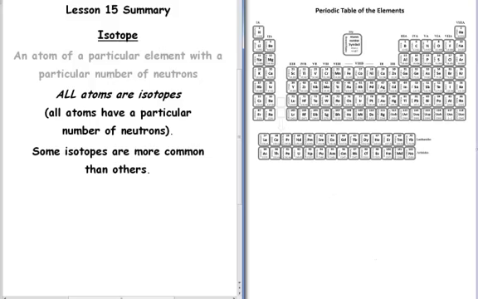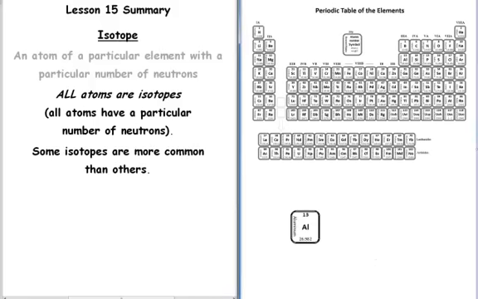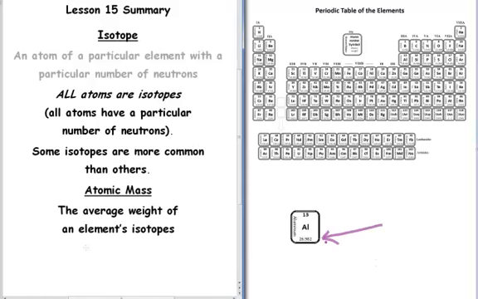When we look at the periodic table for the details about a particular element, for example the element aluminum, we see a number directly below the element's symbol. In this case, the number is right here, 26.982. That is called the atomic mass. Atomic mass is the average weight of an element's isotopes. So the atomic mass takes into account how common the different isotopes are, and then calculates the percentage of each isotope to come up with the average weight.